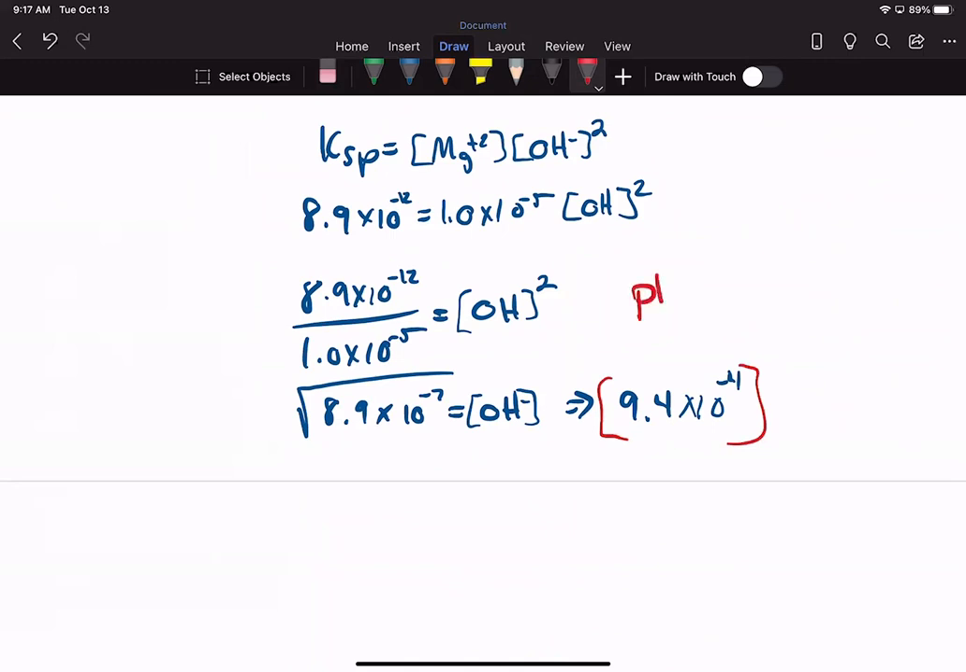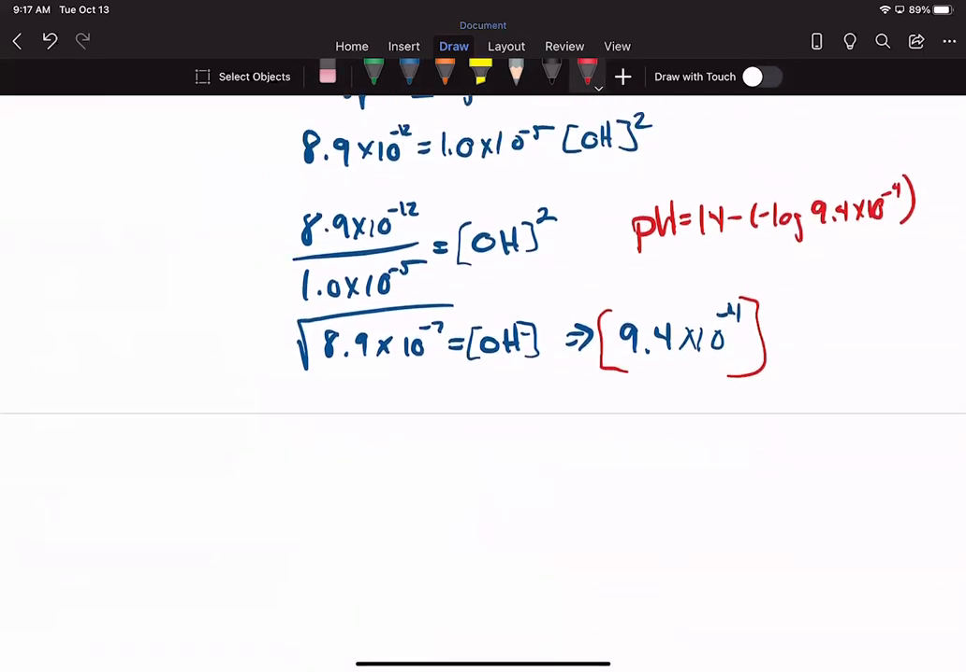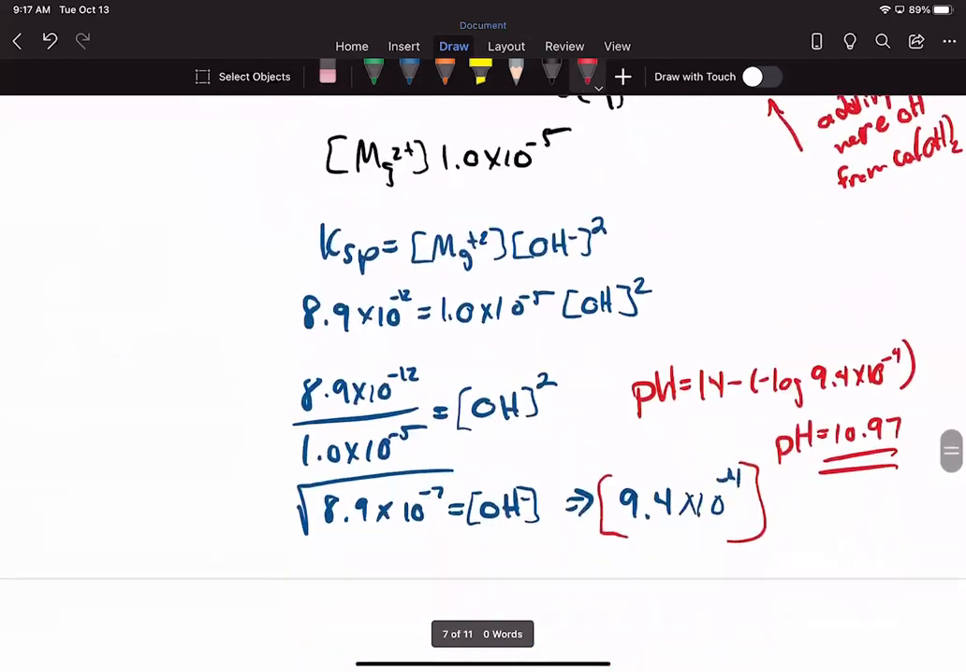So the pH is equal to 14 minus the negative log of 9.4 times 10 to the minus 4. And that comes out to a pH of 10.97. All right. We don't have a K, and we're not calculating Q here.